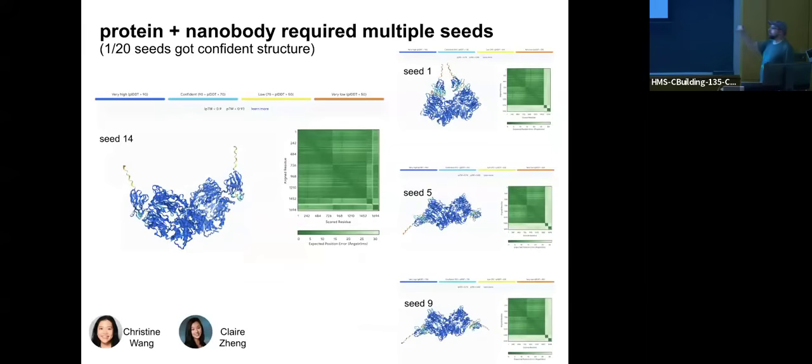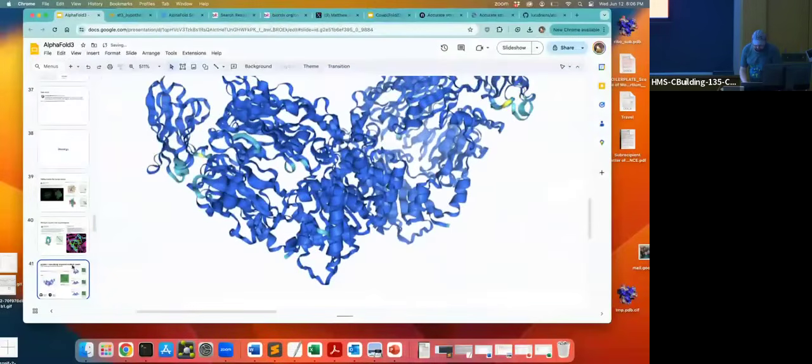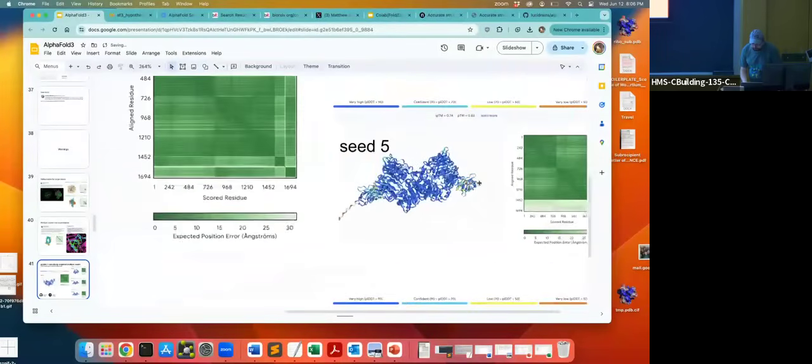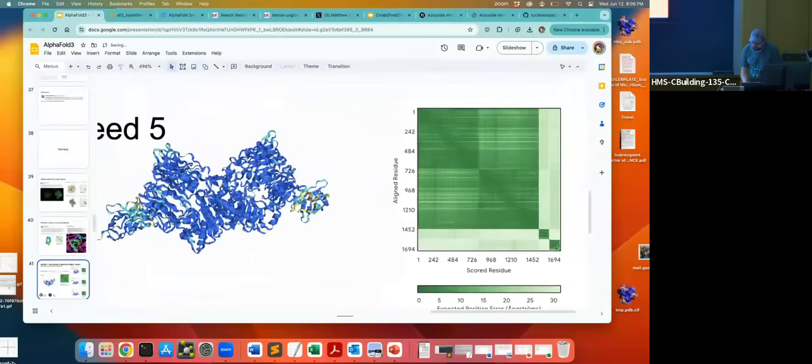What they found in this particular example was that when they did 20 seeds, 1 out of 20 seeds was really, really confident. It might be a little hard to see here, but these are predicted alignment error matrices. There are 2 copies of this protein and 2 copies of the nanobody. You can see it's really confident how those 2 proteins come together. Nanobodies are confident, but they're not confident how those 2 are docked together.